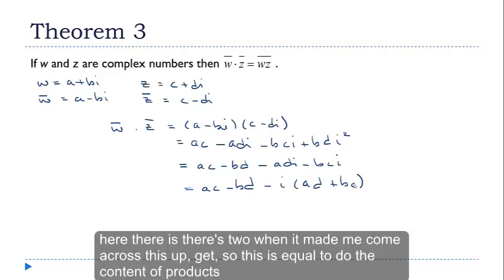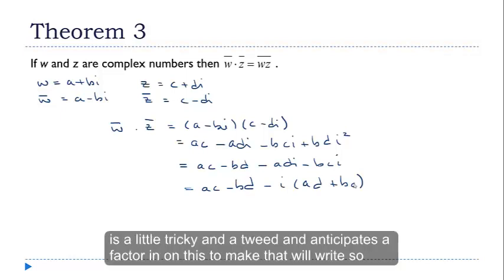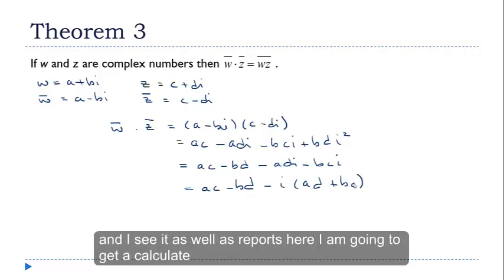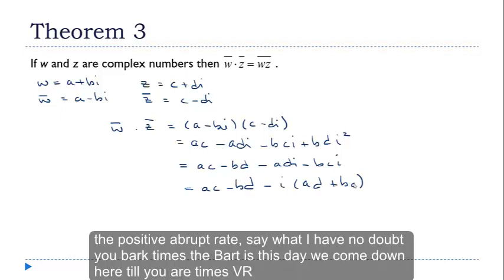All right, now here there's two ways we can approach this. Trying to show that this is equal to the conjugate of the product is a little tricky. We would have to do some kind of exotic factoring on this to make that work. So I'm actually going to take a slightly different approach here. I'm going to calculate the conjugate of the product. I now know that W bar times Z bar is this thing. Let me come down here. W bar times Z bar.